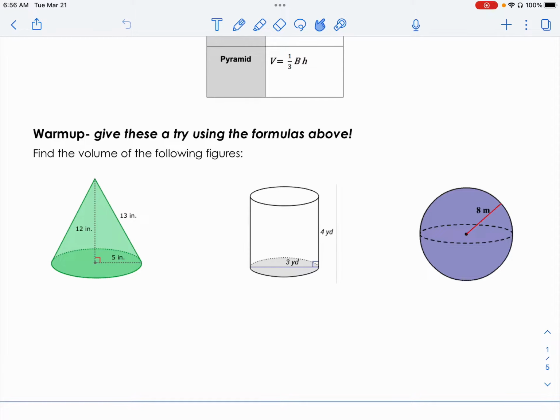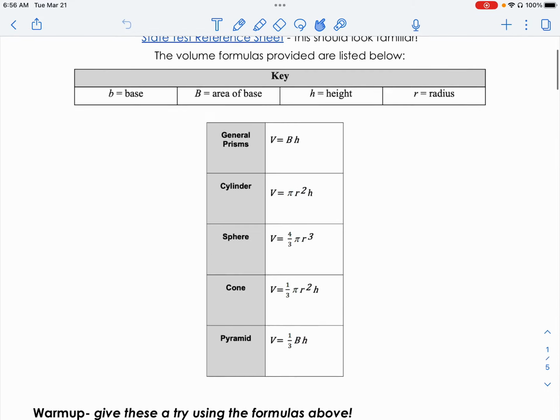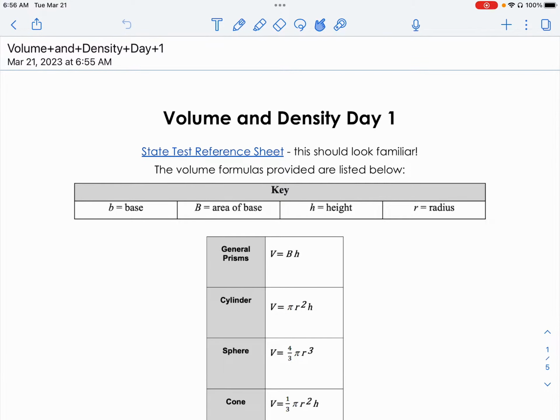And we're back. Another day of the world's greatest class, also known as geometry. So today we're working on volume and density, day 1.